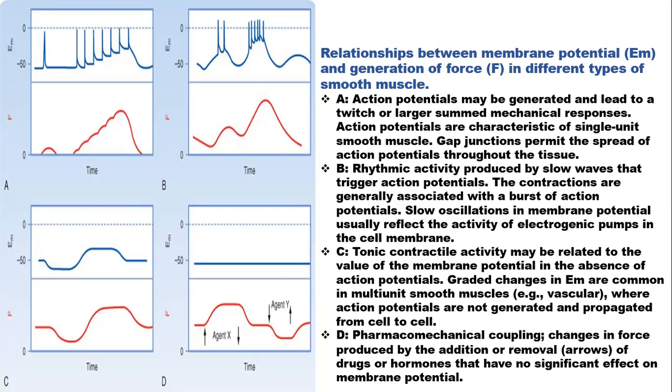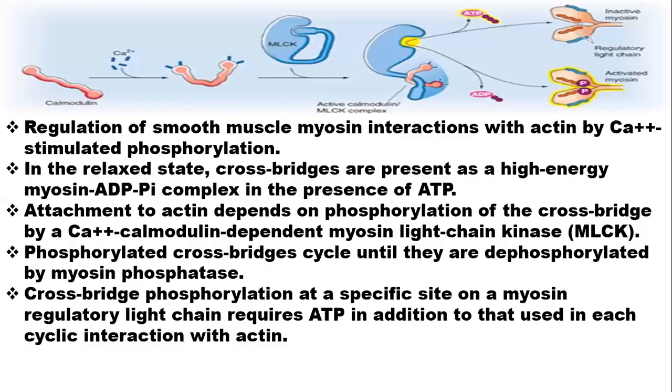Now see, tonic contractile activity may be related to the value of the membrane potential in the absence of action potentials. Graded changes in Em are common in multi-unit smooth muscles where action potentials are not generated and propagated from cell to cell. Now the last is D, which is a pharmacomechanical coupling. Changes in force produced by addition or removal of drugs or hormones that have no significant effect on the membrane potential. You can see there is no change in the membrane potential.